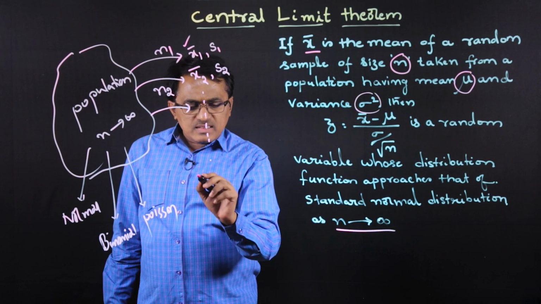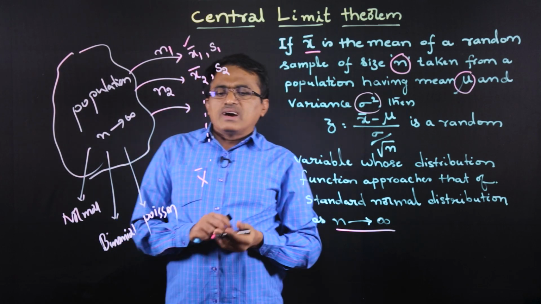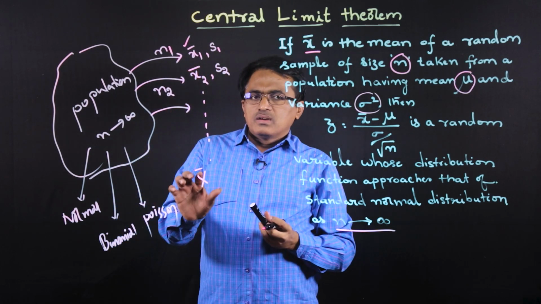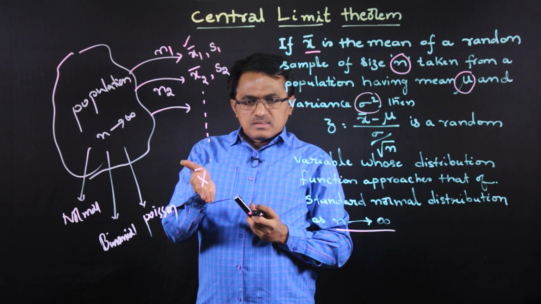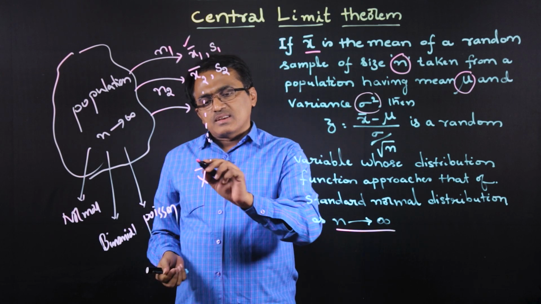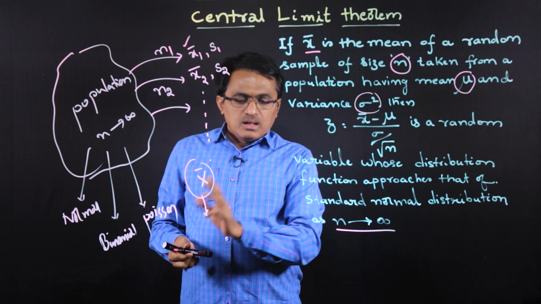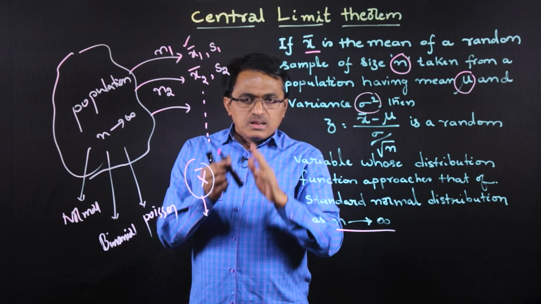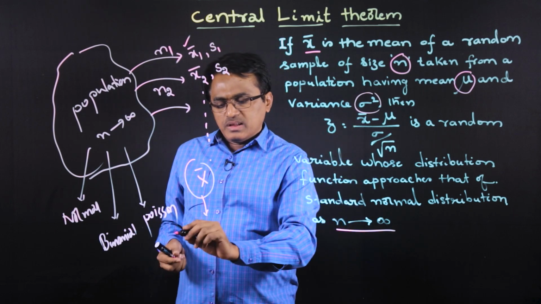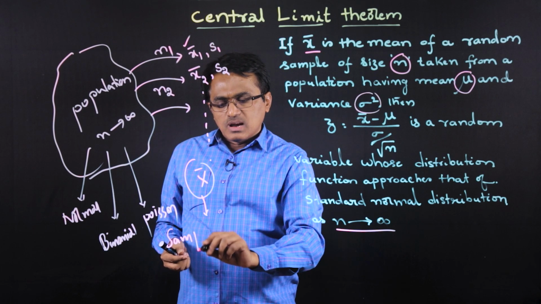Now, if we see this, we can define a random variable x bar which takes care of the distribution of means of the samples. This x bar is defined as a normal random variable which is associated with the distribution of samples. That is, simply we can say that this is the sampling distribution.